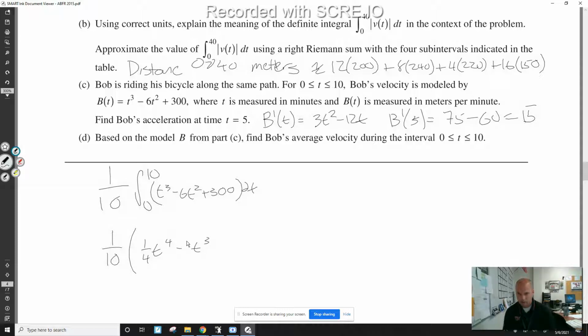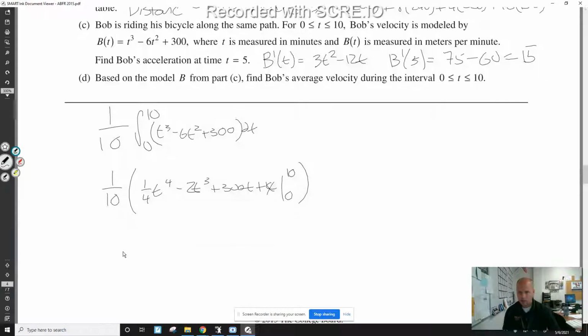areas under functions. Area under a derivative is a change in total. That's what he tells us. 2t cubed plus 300t plus c, I don't care about it because it'll go away when I subtract. 1/10, 1/4, 100 to the 4th.